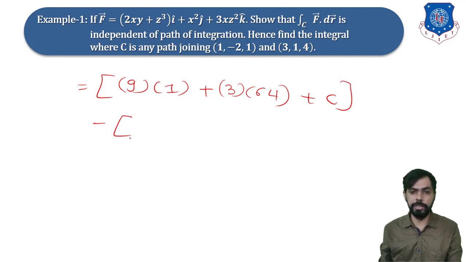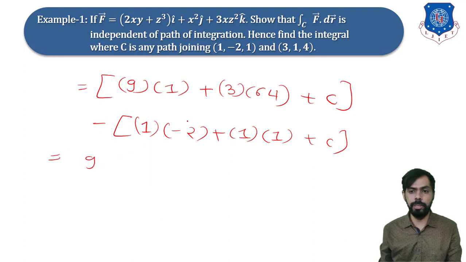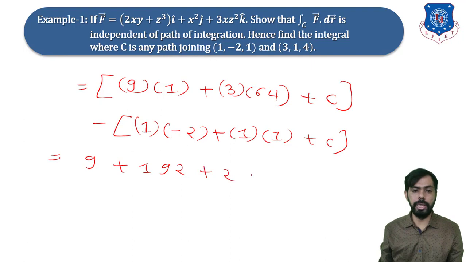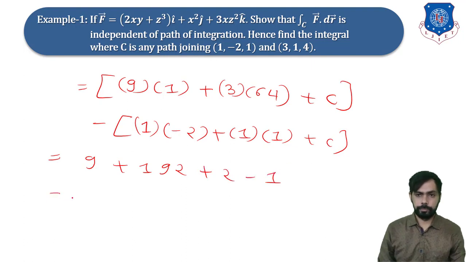Now in the scalar potential, the first term is x square y, so 1 square is 1 into y, which is -2, so it will be -2, plus the second term xz cube, where x is 1 and z is also 1, so 1 cube is 1, plus c. If we simplify this, 9 into 1 is 9 plus 64 into 3 is 192. Then minus -2 becomes plus 2, minus 1, and c cancels out, so it will be 202. Therefore the value of the line integral is 202.